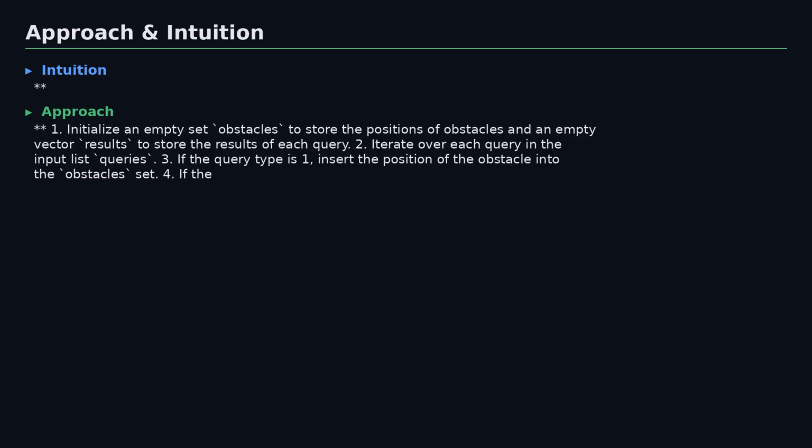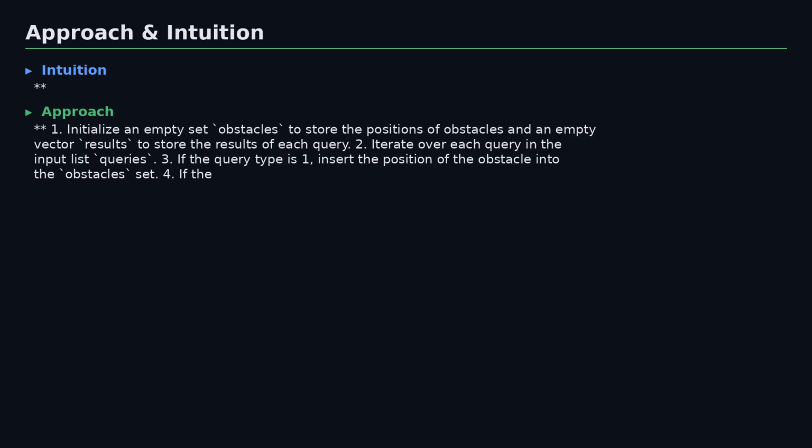Now, let's walk through the problem step by step. We start by initializing an empty set to store the obstacle positions, and an empty vector to store the results of each query. Then, we iterate over each query in the input list. If the query is an obstacle, we simply add its position to the set. But if it's a block placement, we need to check if there's a gap between obstacles that can fit our block. We do this by iterating over the sorted set of obstacles, and checking if the gap between each obstacle and the next one is big enough to fit our block.